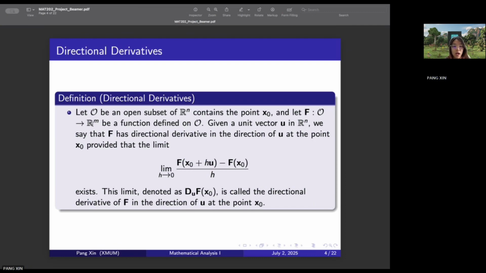When m equals 1, which is the dimension of the codomain, it is customary to denote the directional derivative of f as a single variable function in the direction of u at the point x0 as the directional derivative, where f is not bold, it is not a vector.